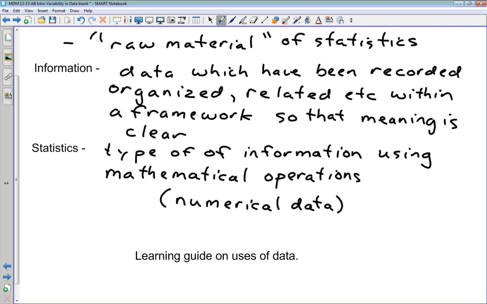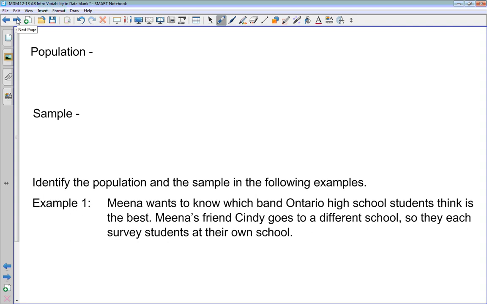If it isn't numerical, we've got to figure out some way of getting it to be numerical or representing it numerically. So at this point, you can go to Learning Guide Box A, and that takes you through some exercises on the uses of data and the uses of information that you can get from data. Two big things we're interested in this unit are the terms population and sample.